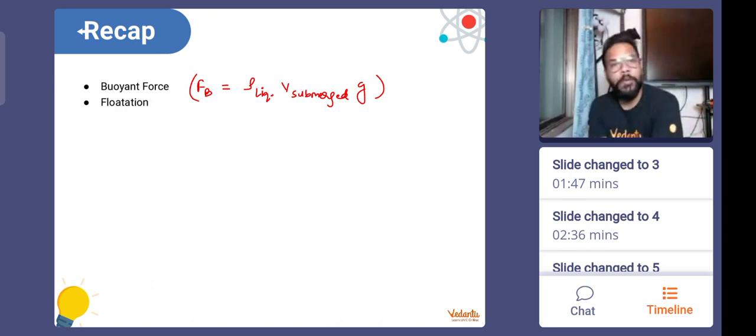Always remember this. The volume of the body which is submerged, or the volume of the liquid which is displaced, because you have to accommodate that solid body inside, that much volume is to be taken into account. If the entire body is submerged, then no problem. Then the volume submerged is equal to the volume of the body. Otherwise, you have to be very careful with that.